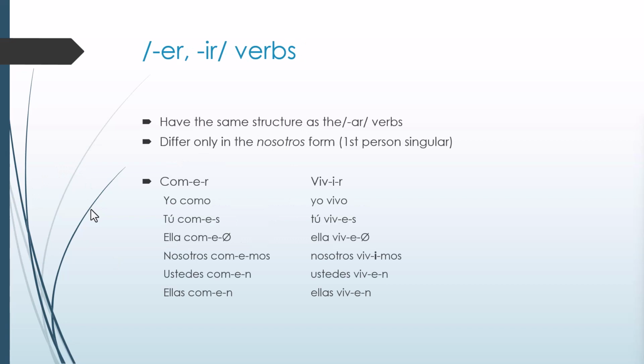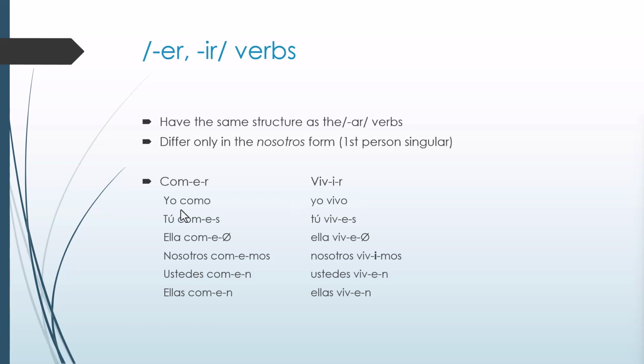So let's take a look, right? Like I said, same structure: root, theme vowel, person number suffix. And then the only place that these two are going to be different is right here in the nosotros form. Right? So comer and vivir, right? So com is our root. You can see other words that come from comer, comida, vivienda, right? So those roots can be used to make lots and lots of different forms, not just verbs.